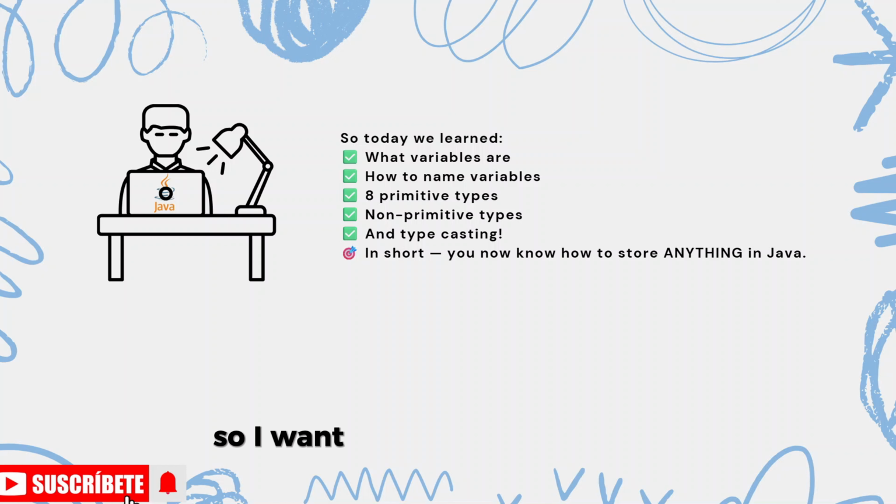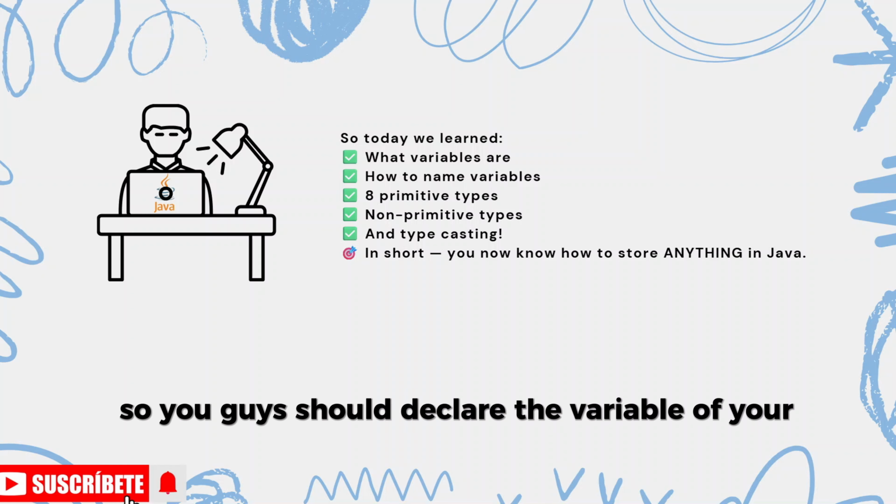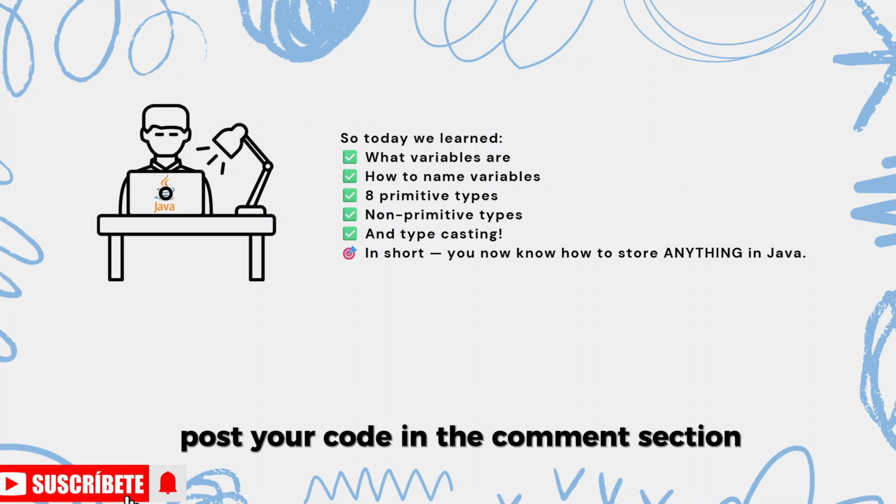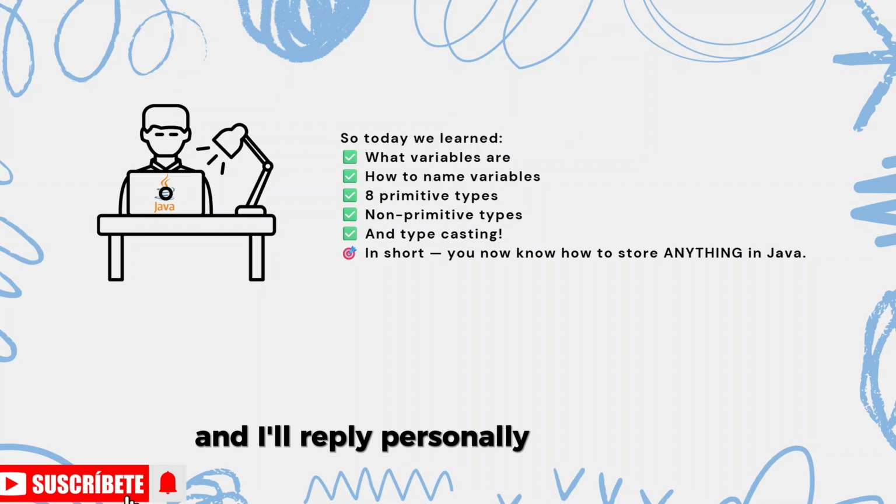So I want you guys to do one thing. Here is a quick challenge for you. You should declare variables for your name, age, and height, and whether you like Java. You can also declare it with the Java name. Post your code in the comment section and I'll reply personally.